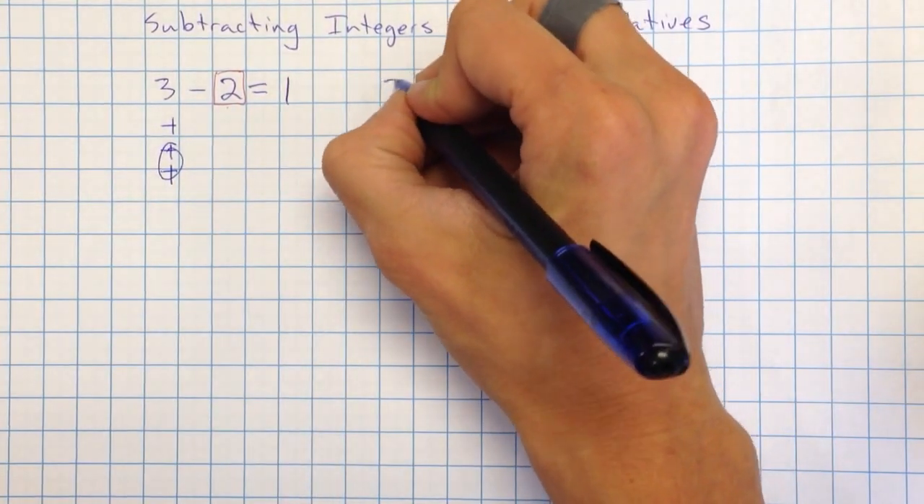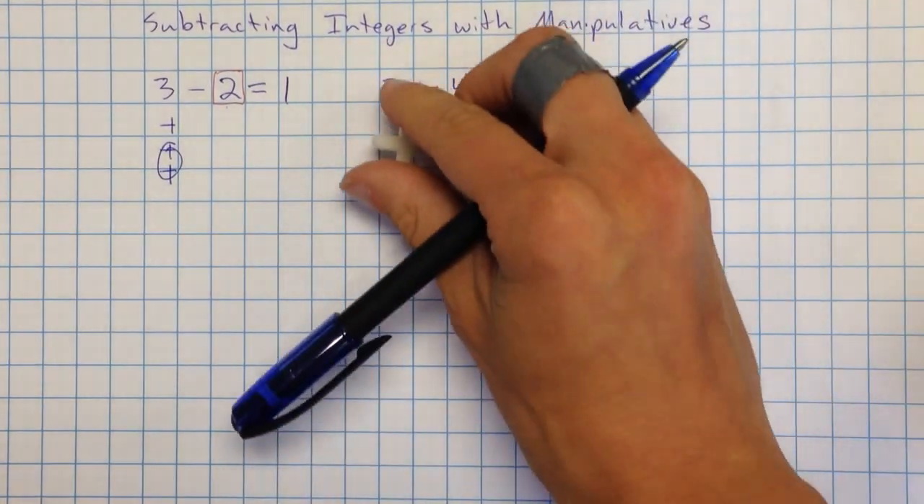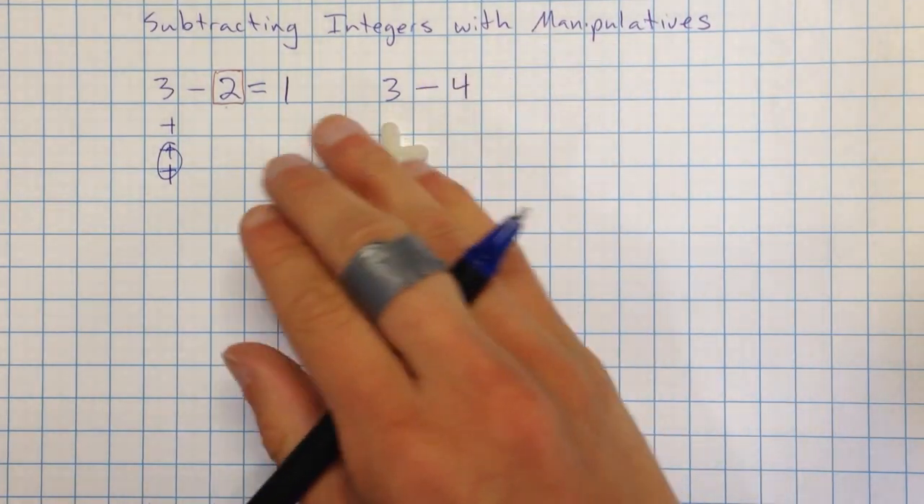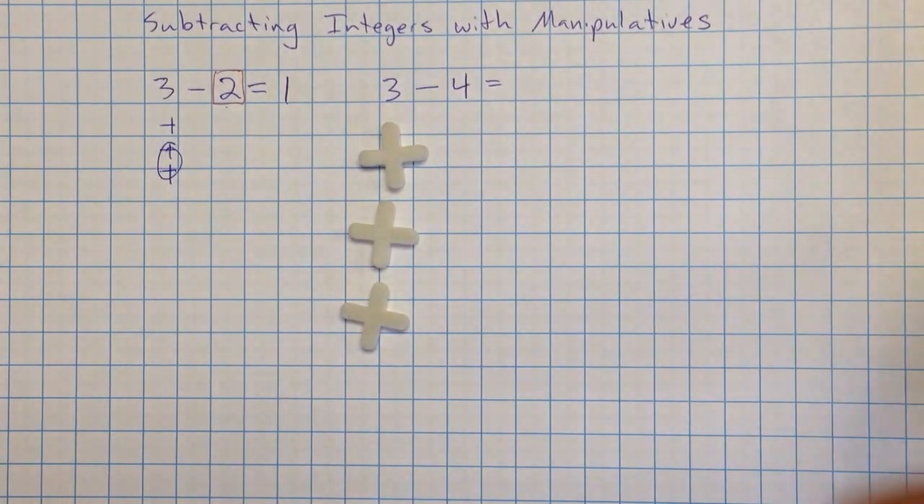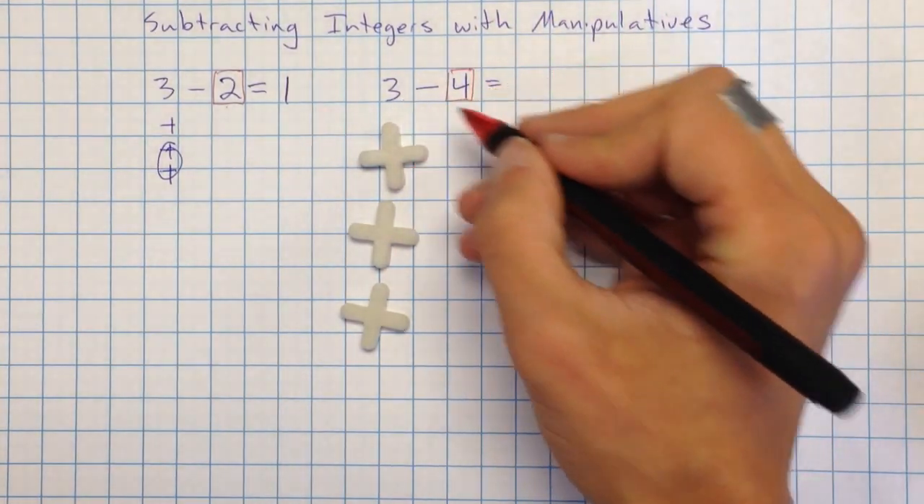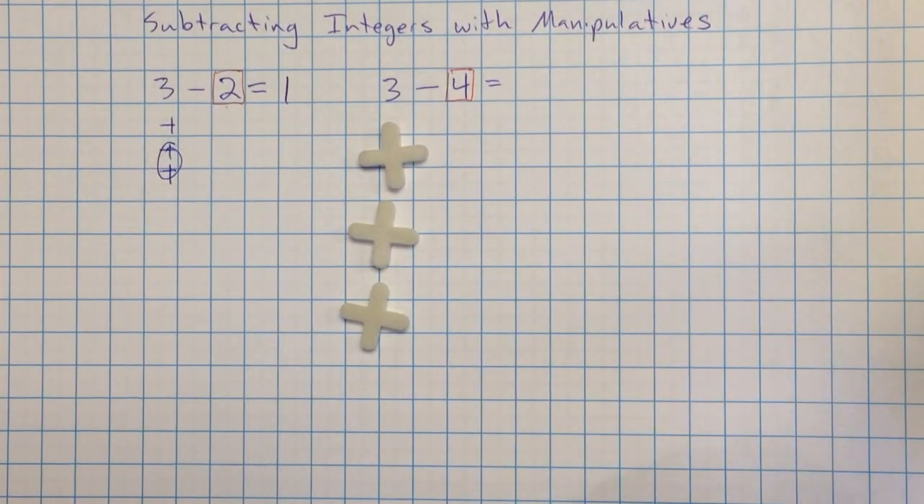So let's say we had something like 3 minus 4. If I have 3 minus 4, I'm going to start with the 3 positives. Oh, and I actually should have predicted first what it was going to be. I probably would have noticed that I am working with another positive number that I'm taking away. So I have 3 and I'm taking away 4. I am probably going to have a negative answer here.